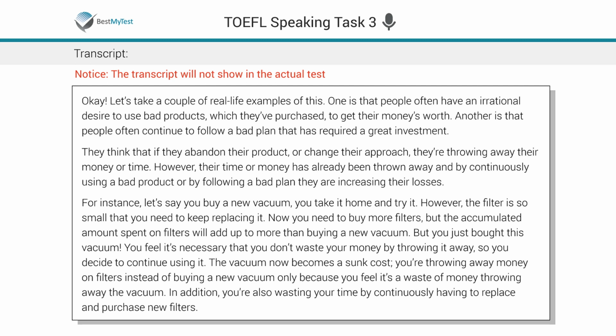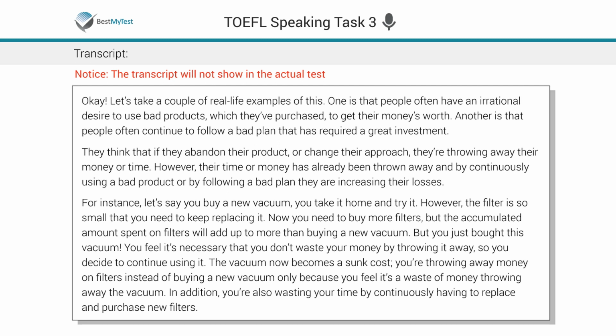For instance, let's say you buy a new vacuum. You take it home and try it. However, the filter is so small that you need to keep replacing it. Now you need to buy more filters. But the accumulated amount spent on filters will add up to more than buying a new vacuum. But you just bought this vacuum, so you feel it's necessary that you don't waste your money by throwing it away. So you decide to continue using it.